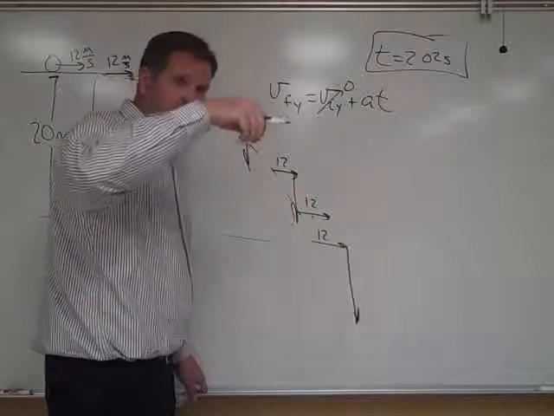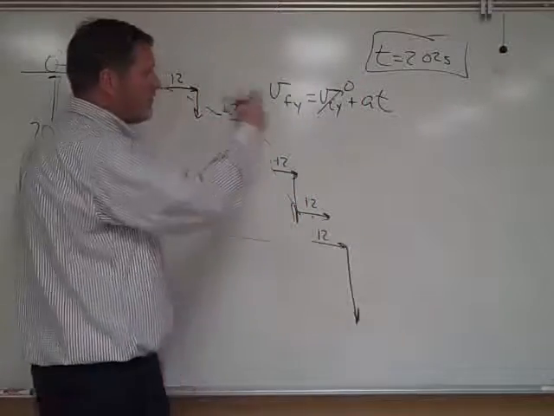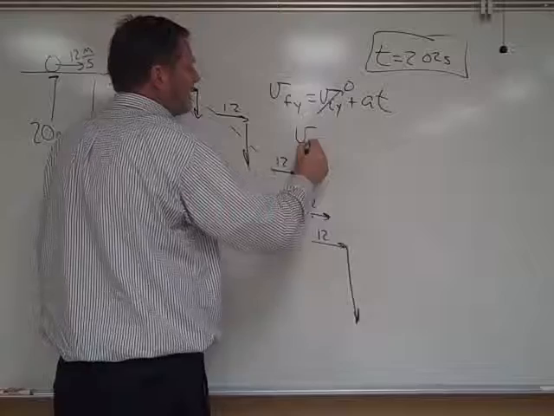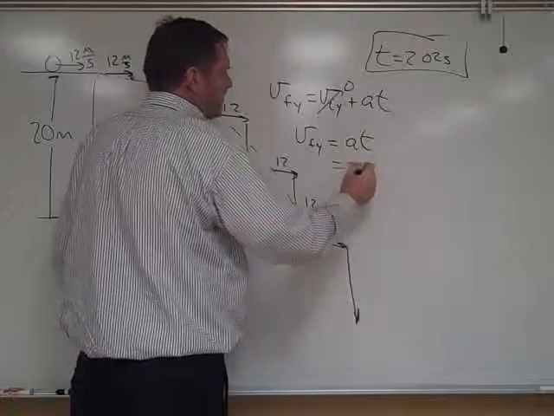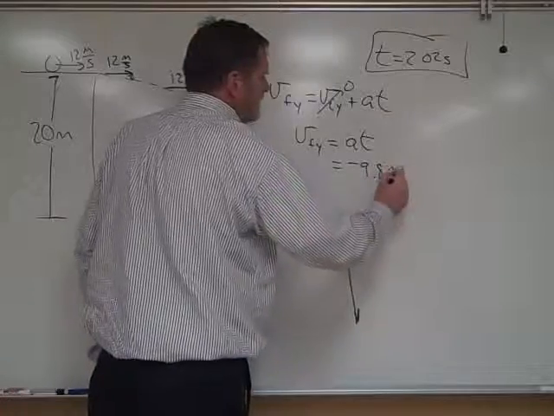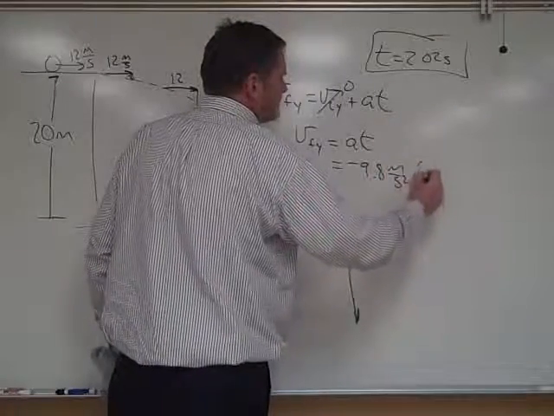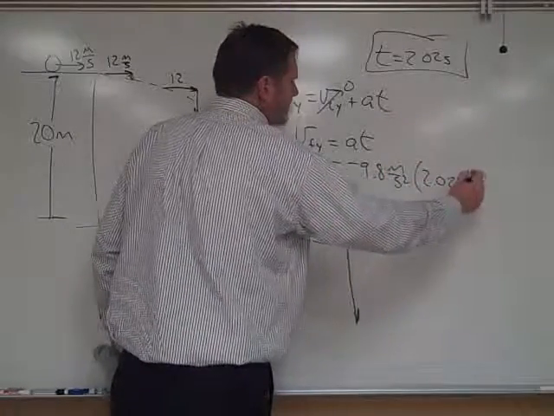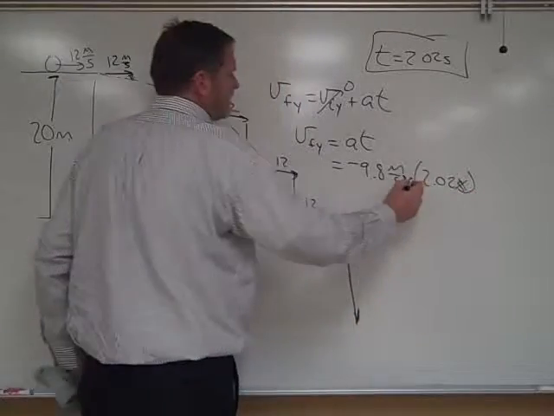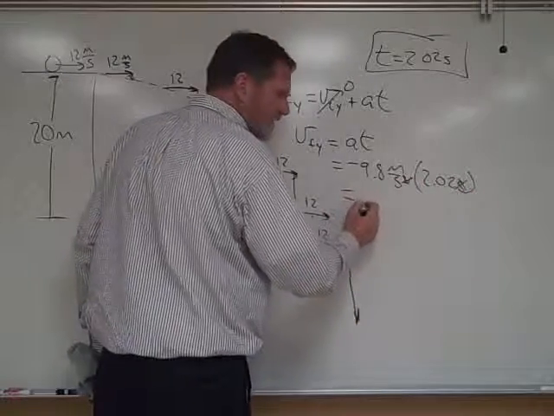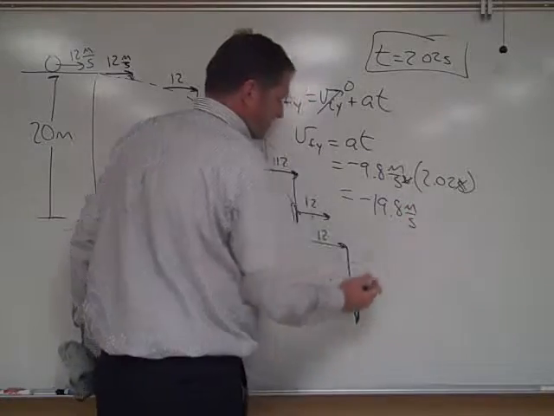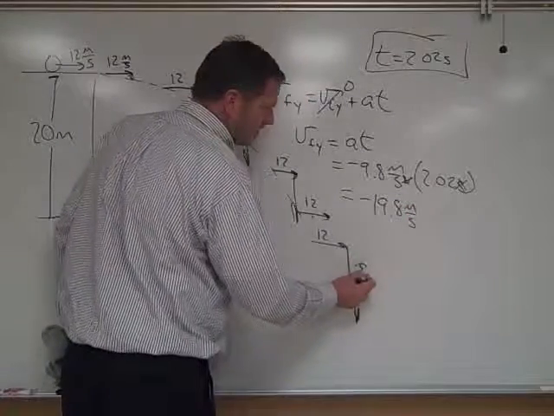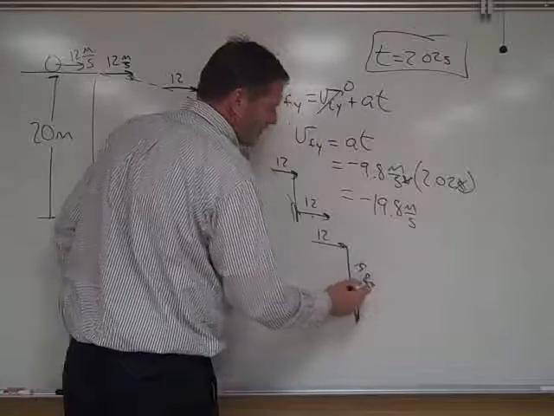Remember, how fast is it going when we just let it go? It's going 0, so we get rid of that. Velocity final in the y direction is equal to acceleration times time, which is negative 9.8 meters per second squared times 2.02 seconds. We'll end up with negative 19.8 meters per second. So that's what this is, 19.8 meters per second.